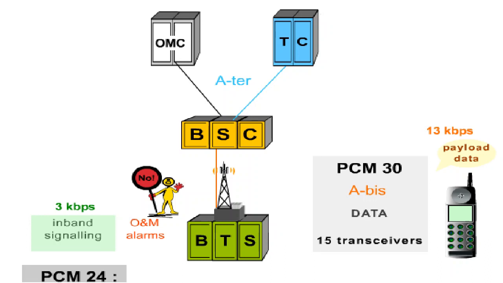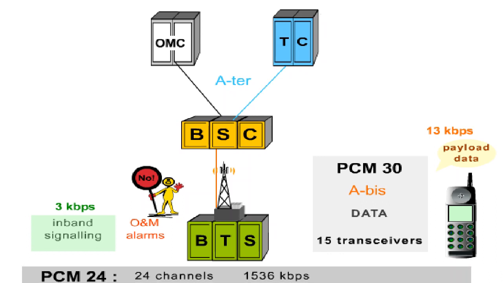In the PCM24 configuration, 24 channels achieve an overall bit rate of 1536 kilobits per second at the A-bis interface. Up to 10 transceivers can be assigned to a connection.